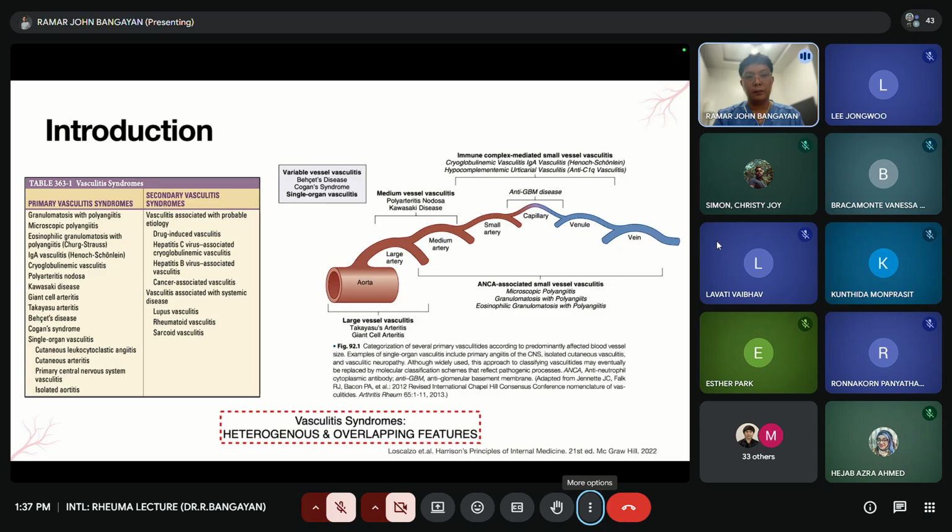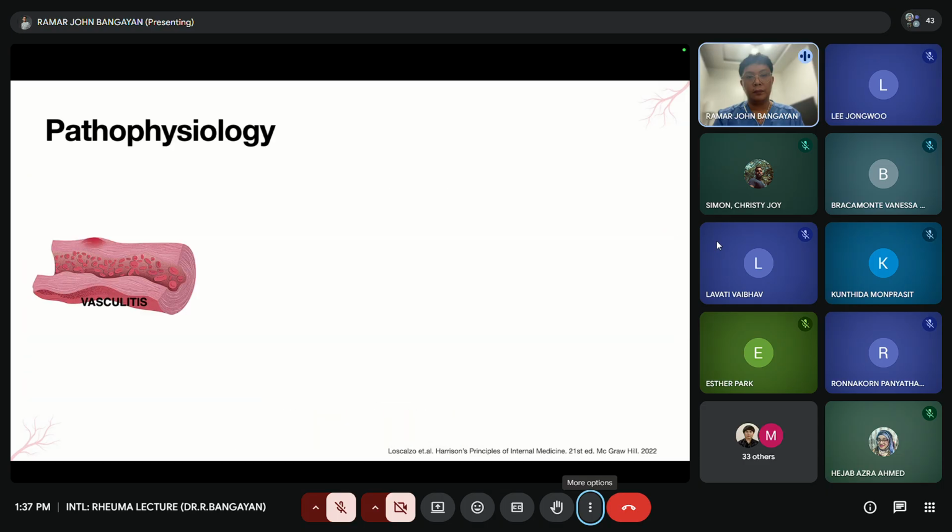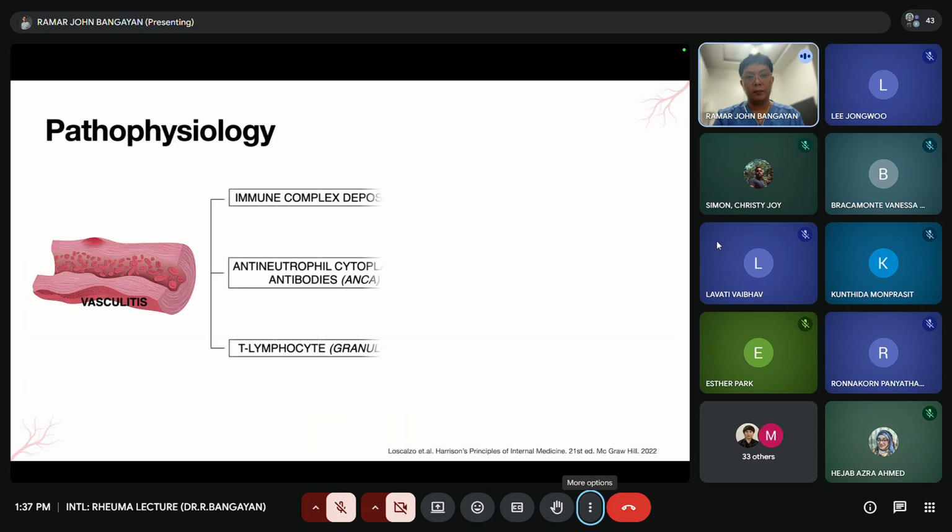Okay. So again, it is heterogeneous and overlapping. So the symptoms can be similar to each other, but they have distinct characteristics which you're going to memorize later on. Okay, so let's talk about the pathophysiology. First, I mentioned this earlier, it can be from immune complex deposition. Second, it can be from your anti-neutrophil cytoplasmic antibodies or your ANCA, and probably T lymphocyte deposition.